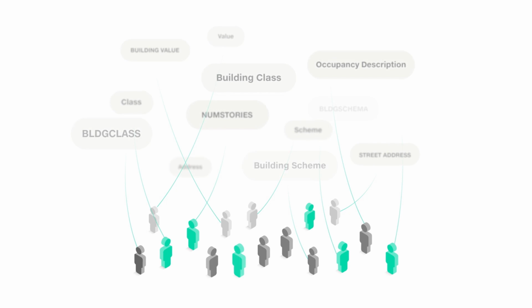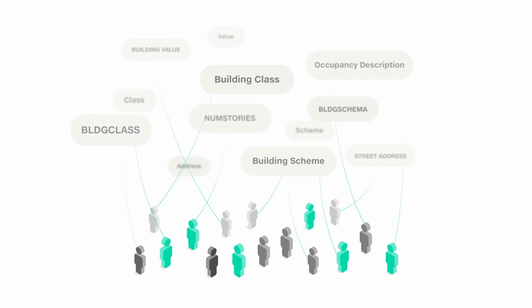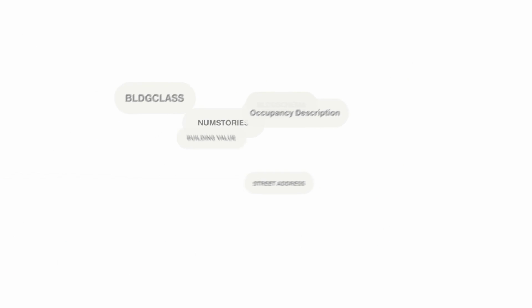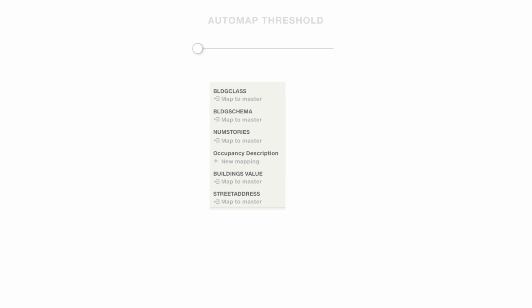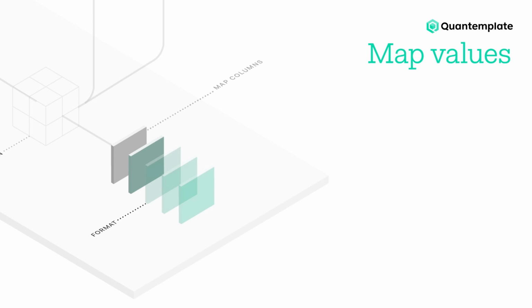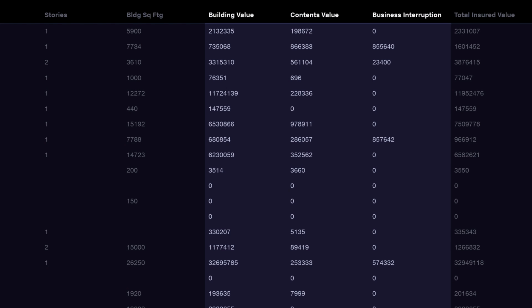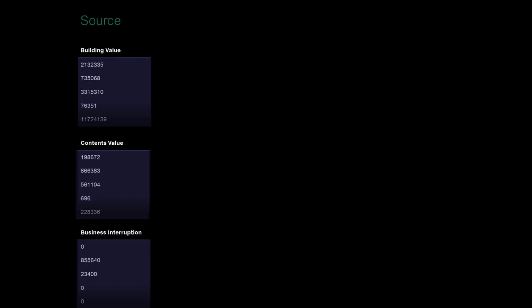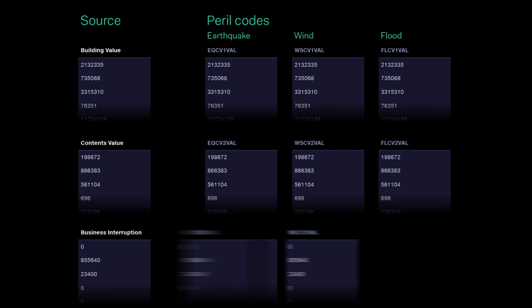Quantemplate's smart matching technology learns from crowdsourced mapping choices from across the market. It uses machine learning powered decision making models to provide intelligent mapping suggestions, each of which are given a unique confidence rating. Automating the mapping of suggestions above a user-defined confidence threshold allows straight-through processing of data with minimal manual intervention. Next, the pipeline performs one-to-many mappings for peril codes. Buildings in the source schedule have separate insured values for property damage, contents damage, and business interruption. For the model to calculate the potential loss, we need to map each of these to the peril codes for earthquake, wind, and flood events.